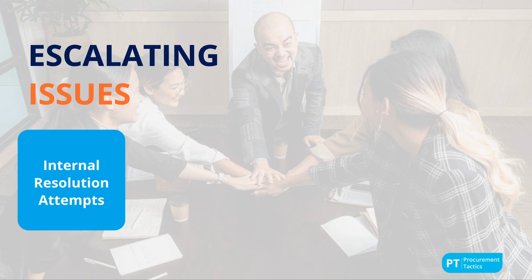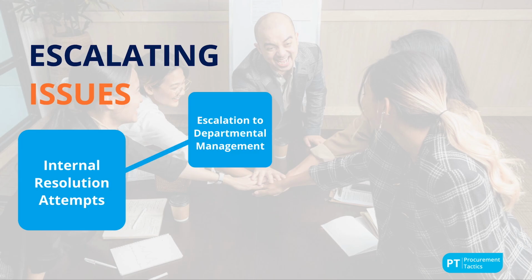Now, here are the steps involved in escalating issues. Internal resolution attempts. Initially, conflicts should be addressed at the lowest possible level. Encourage employees to attempt to resolve conflicts directly with the parties involved or with the assistance of their immediate supervisors. Many conflicts can be effectively resolved through open communication and mutual understanding.